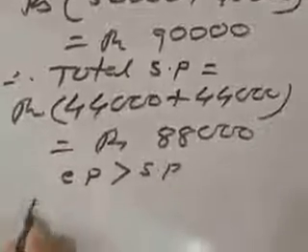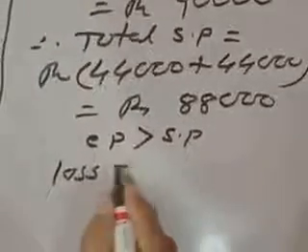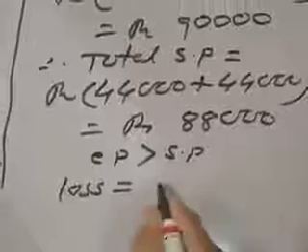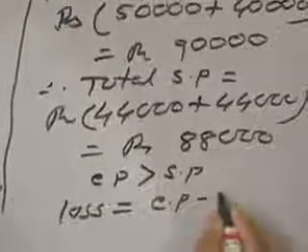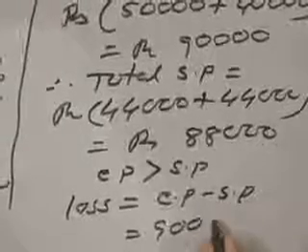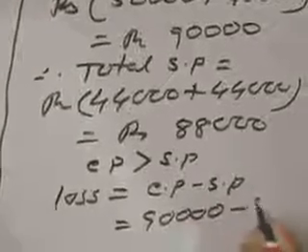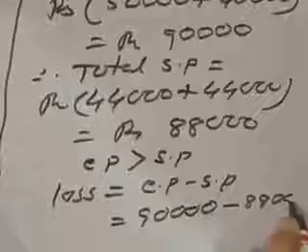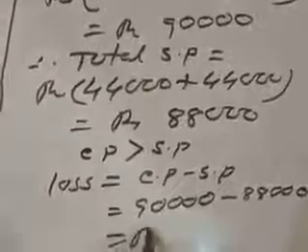Then what happened? Loss is equal to CP minus SP. Then CP is 90,000 and SP is 88,000. Then loss is equal to rupees 2,000.